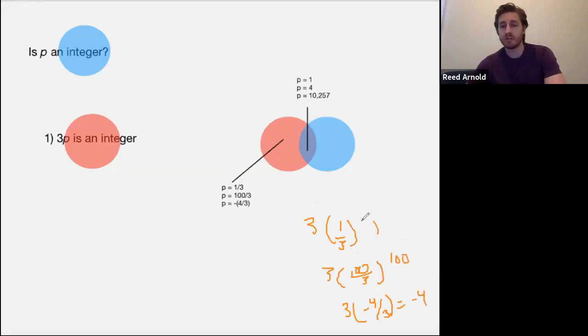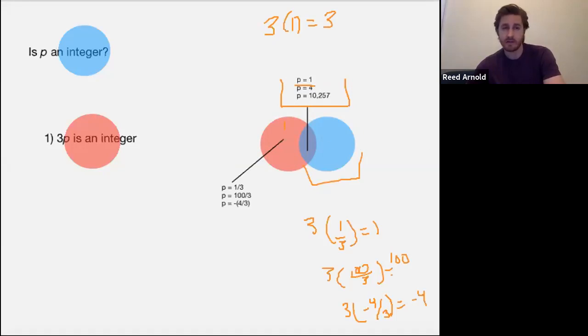But they are not in the blue circle, because those are worlds where p is an integer. But there are some numbers that are in both the red and the blue circle. If p is 1, it's in the red circle, because 3 times 1 is an integer, it's 3. And it's in the blue circle, because 1 is an integer. Okay. If p is 4, same thing. If p is 10,257, same thing.